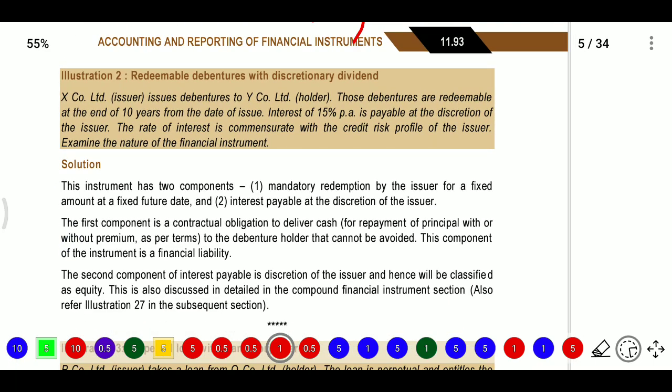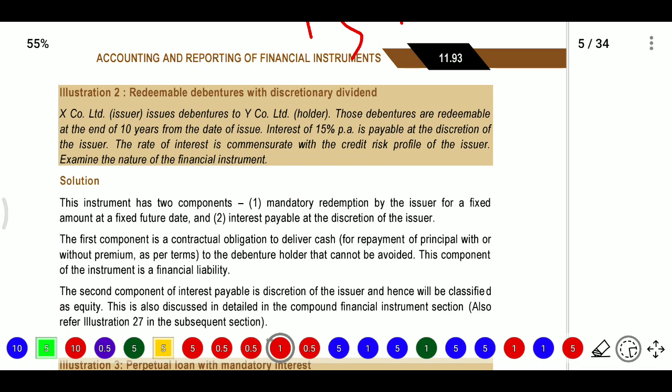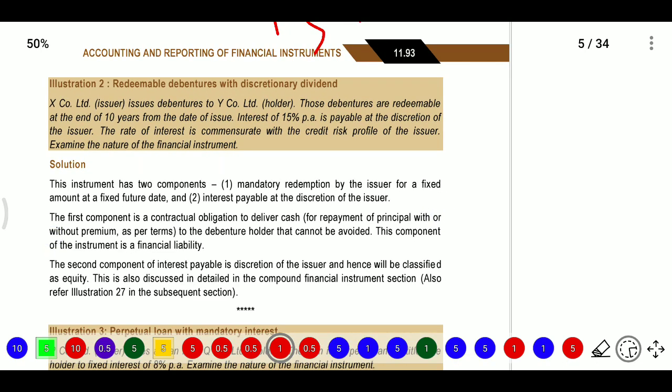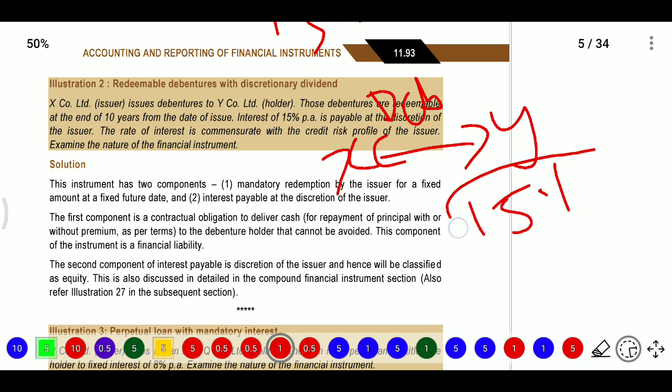Next, question number two. X Company Limited, the issuer, issued some debentures to Y Company Limited, the holder. Those debentures are redeemable at the end of 10 years from the date of issue. So here X company is there and Y company is there. X issued debentures, which are redeemable at the end of 10 years from the date of issue. The interest rate of 15% is payable at the discretion of the issuer. The rate of interest is commensurate with the credit risk of the issuer. So they are liable to pay that interest.